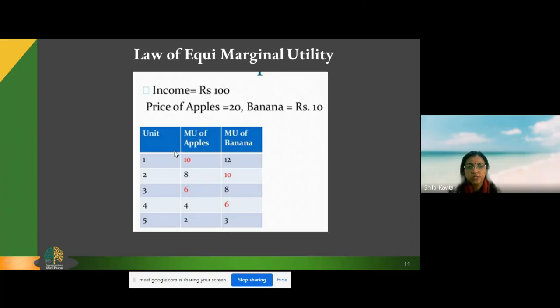So this condition is also not being fulfilled, so the consumer won't be in equilibrium. Now the third case, that the consumer is consuming 3 units of apple and 4 units of banana. That means 3 units apple means 60 rupees and 4 units of banana means 40 rupees. So 60 plus 40 is equal to 100. So the third condition is also being fulfilled.